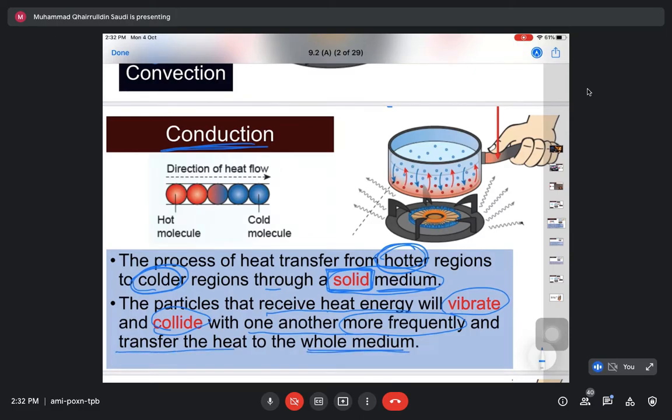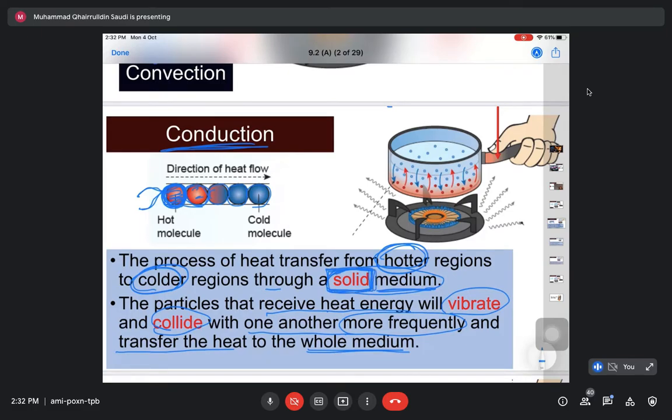Okay, contohnya macam ni lah. Kita panaskan api dekat periuk tu, so bawah periuk yang menerima heat. Kemudian particles dekat periuk yang paling bawah akan vibrate and collide dengan the next one. Okay, vibrate and collide dengan next one and next one and next one sampailah keseluruhan periuk itu menjadi panas. So that is called conduction because it is transferred through a solid medium.